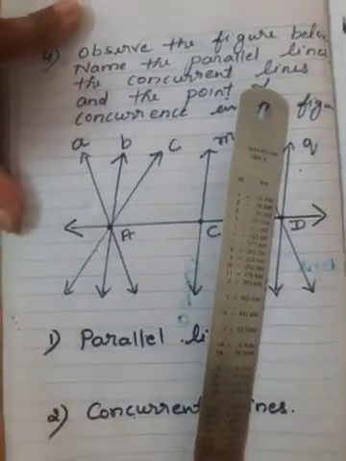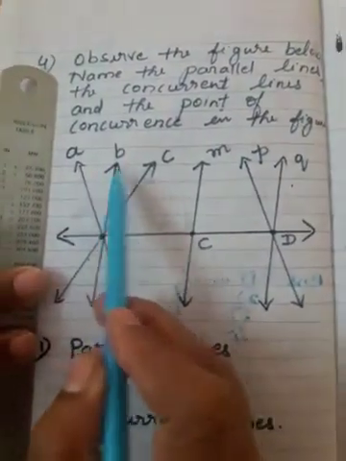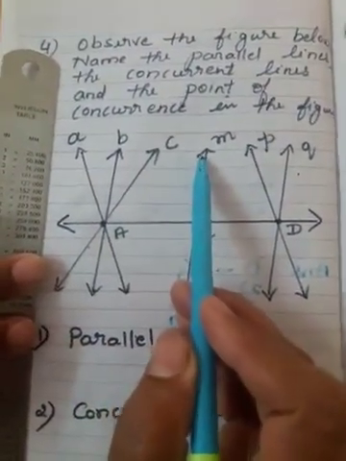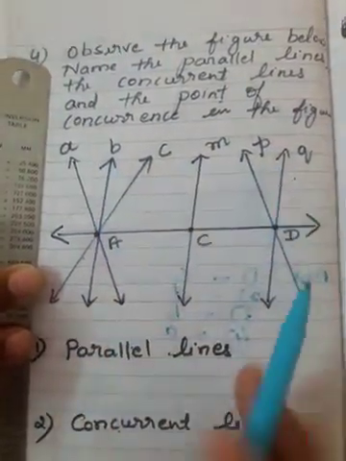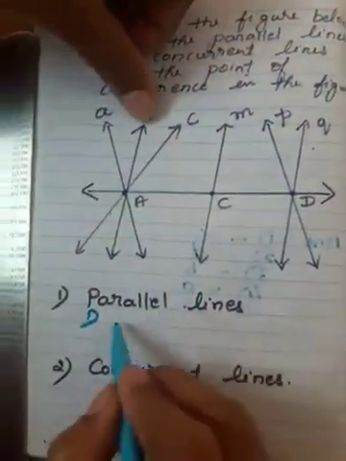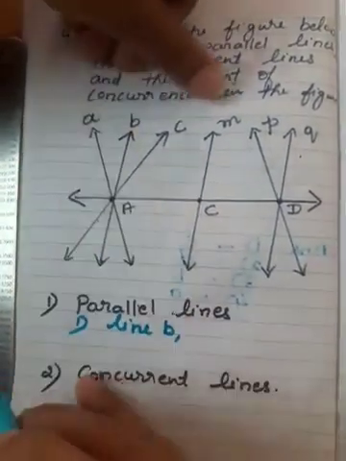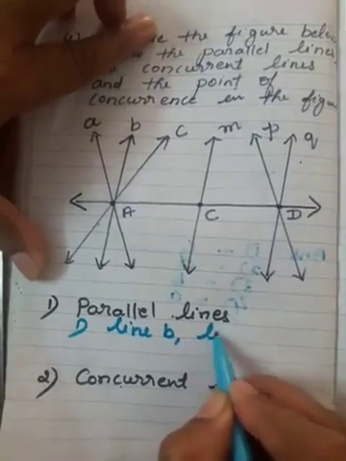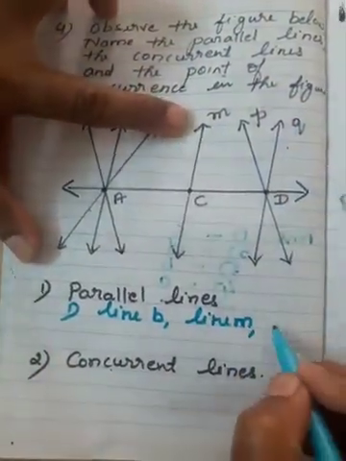Line M is parallel to line Q. Correct? So line B is parallel to line M. Line M is parallel to line Q. So these are the parallel lines. So one set of parallel lines are line B, then line M, then line Q.